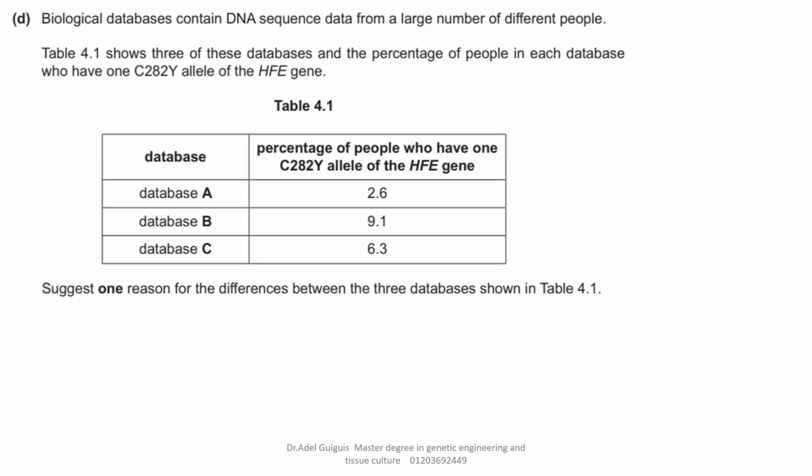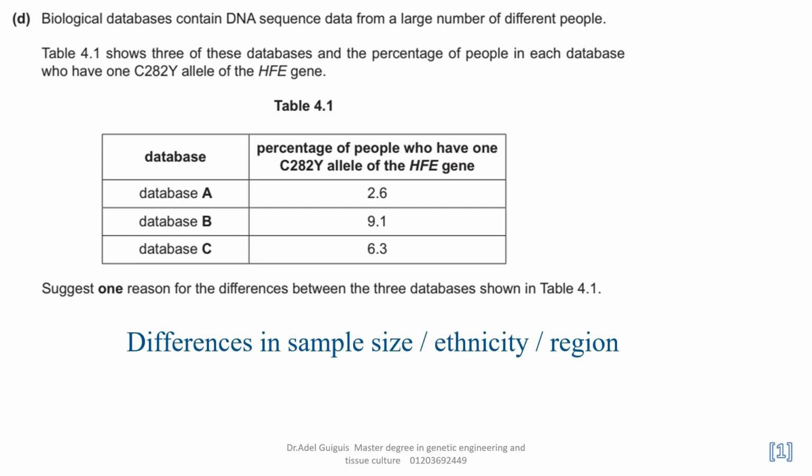Now for D, biological databases contain DNA sequences or sequence data from a large number of different people. Table 4.1 shows three of these databases, A, B, and C, and the percentage of people in each database who have one mutant allele of the HFE gene. The percentages are 2.6, 9.1, and 6.3 for databases A, B, and C respectively. Suggest one reason for the differences between the three databases. This is due to differences in sample size in each database. The data stored in different databases differ in size.